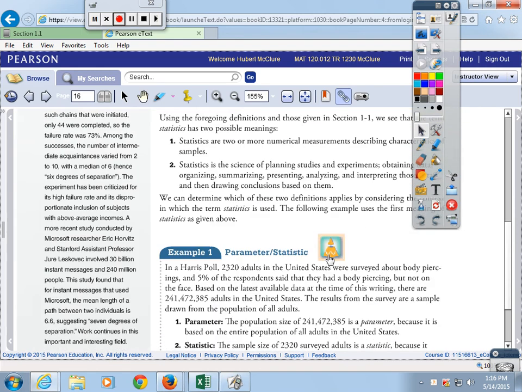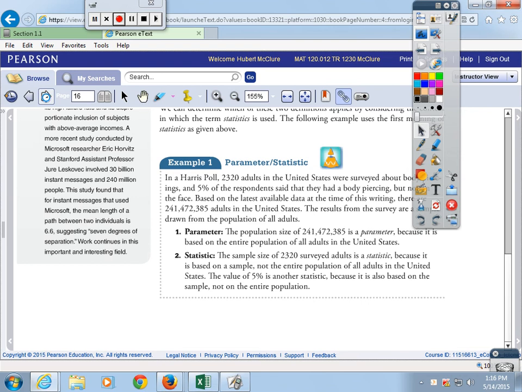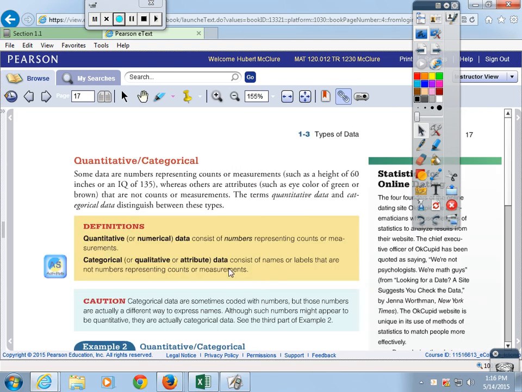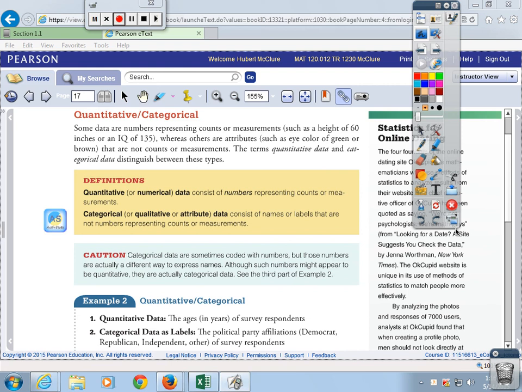We talked about parameter and statistic. Okay, write this one down. This is a test question. Quantitative versus qualitative. Why do they call it category? Because they're trying to confuse you. What's the old saying? Quality instead of what? Quantity. And that's what this is. Quality is how something is made. Quantity is how much of it's made. Quantity is numbers. Quality is not numbers.